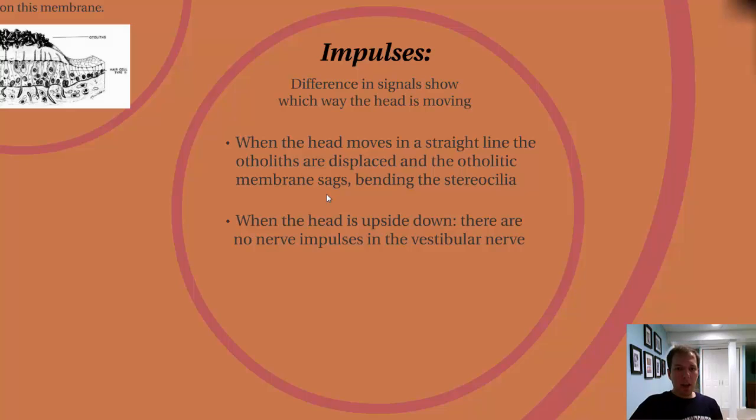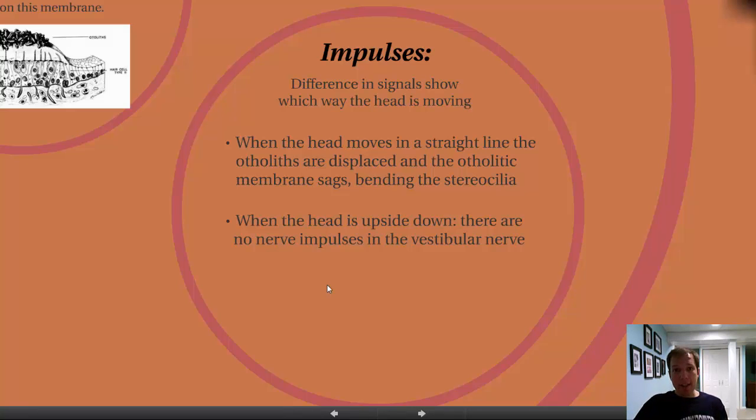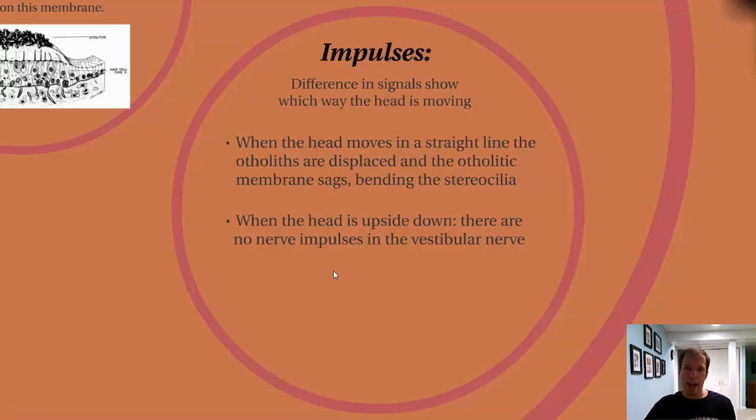Now, if you're upside down, in this case, you lose that sense of orientation because there's no nerve impulses on the opposite end. So you can only really sense if you're moving forwards or backwards, there isn't going to be any impulse if you're upside down. So you have a lot less sense of balance when you're in that orientation.